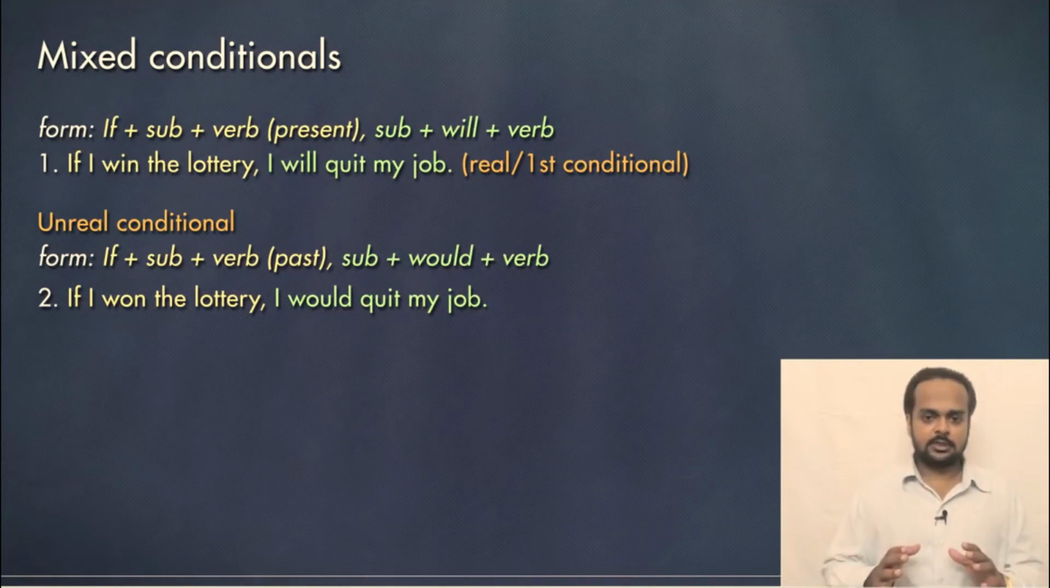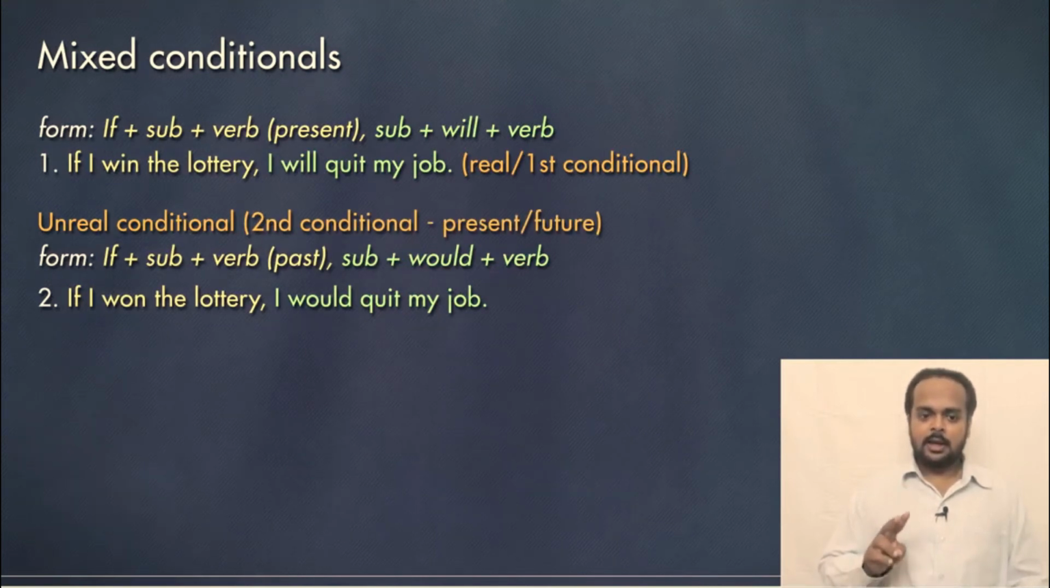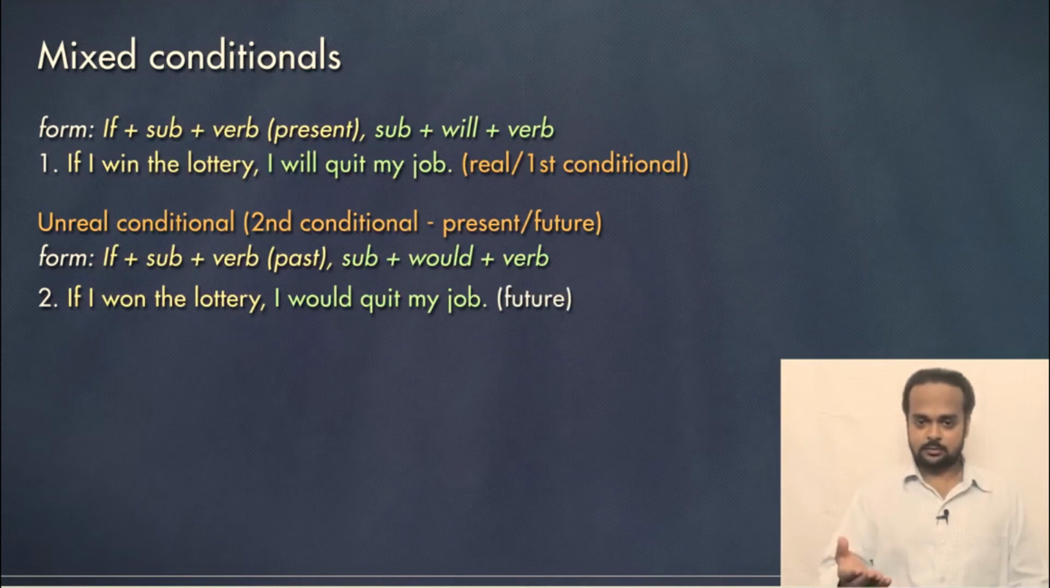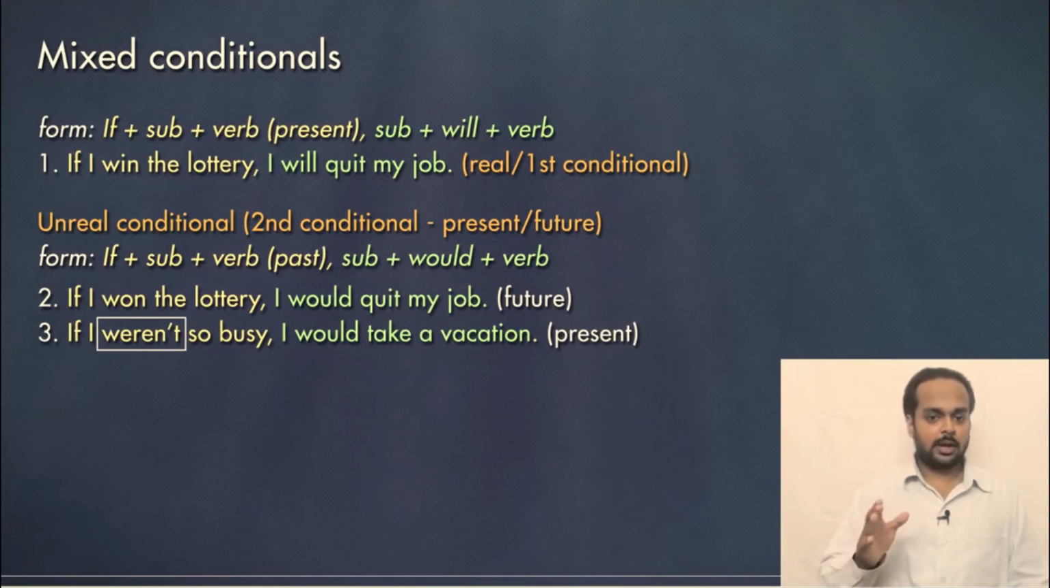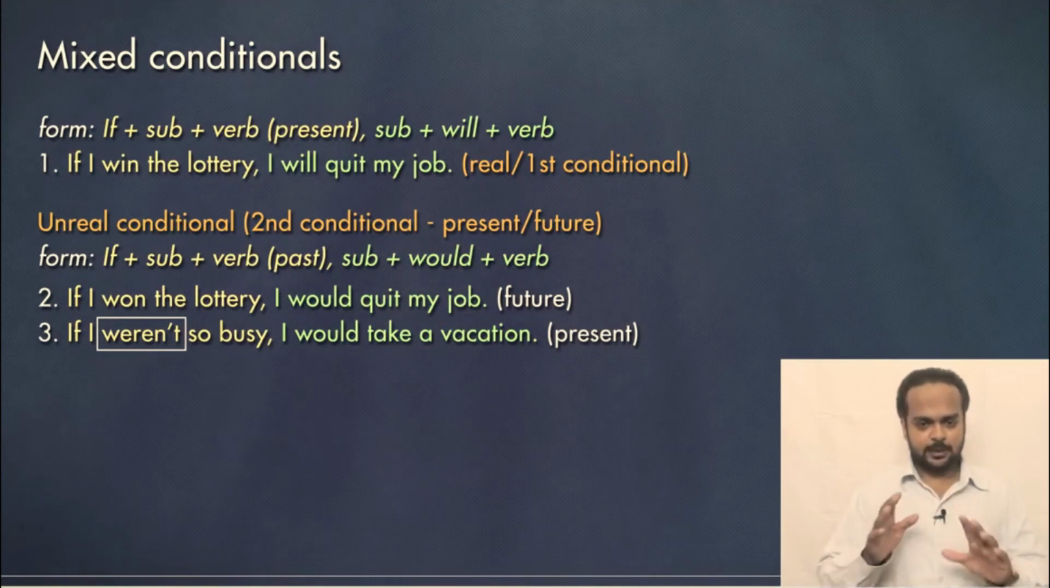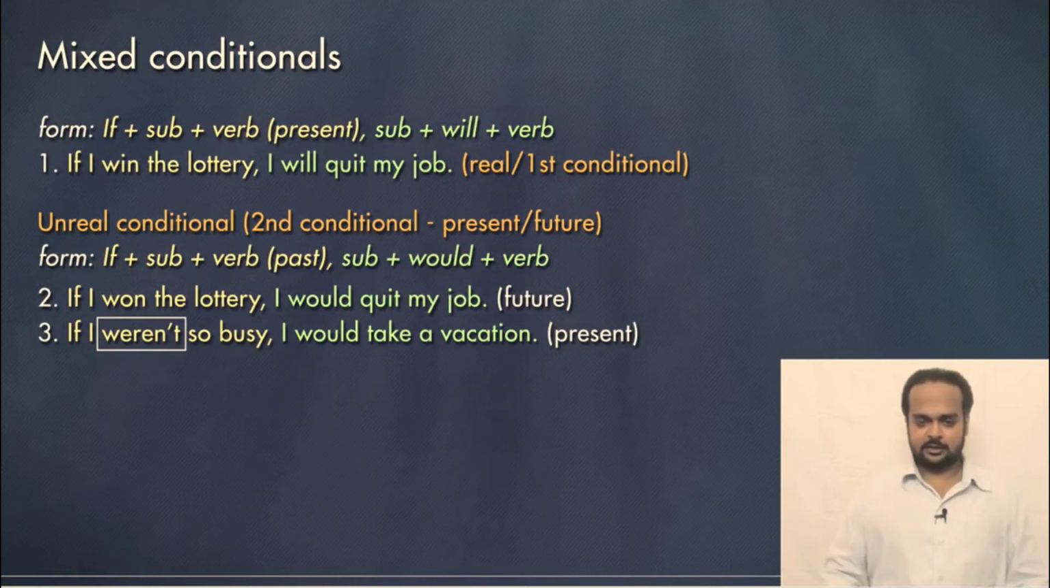This type of sentence is called the second conditional. It talks about an imaginary situation in the future, like in this sentence, or in the present. For example, if I weren't so busy, I would take a vacation. So it means I cannot take a vacation because I am very busy. Notice that we use were in the second conditional. If the verb is be in the condition clause, we change it to were and not was. That's just a special grammar rule with the second conditional.